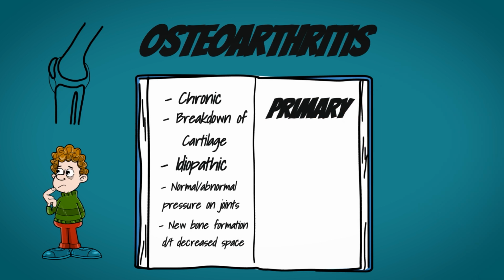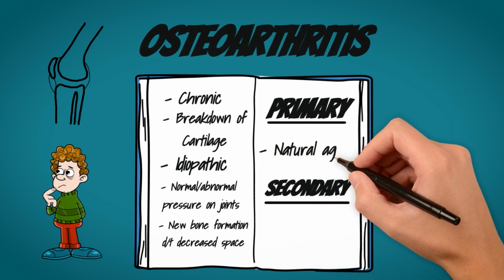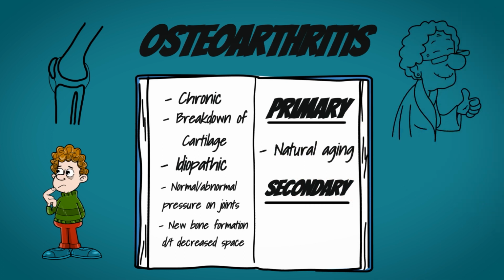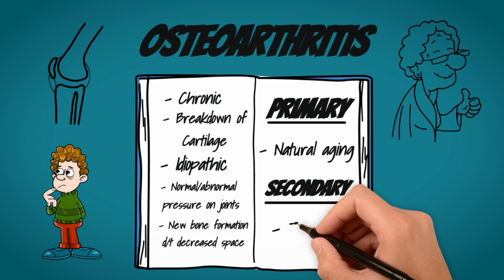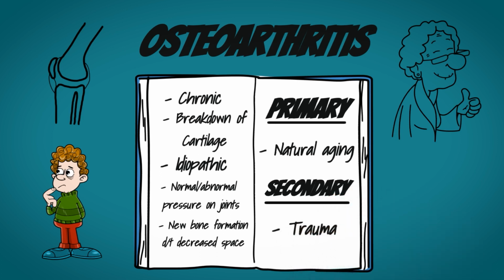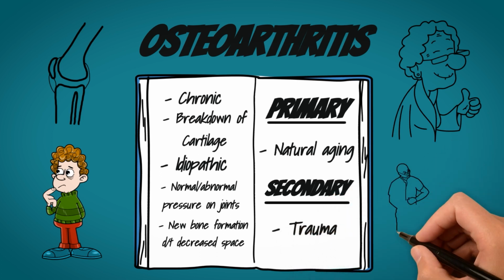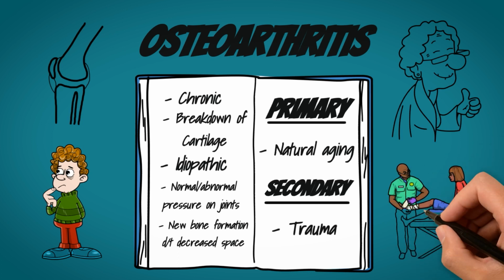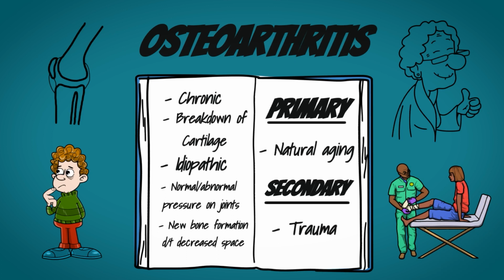Osteoarthritis can be divided into two categories, primary and secondary. Primary osteoarthritis is related to the natural aging process and is more common in older individuals. Secondary osteoarthritis, on the other hand, occurs due to other underlying conditions, such as trauma, that negatively affect the cartilage and bone in the affected joints. This type of osteoarthritis is more prevalent in the younger population.